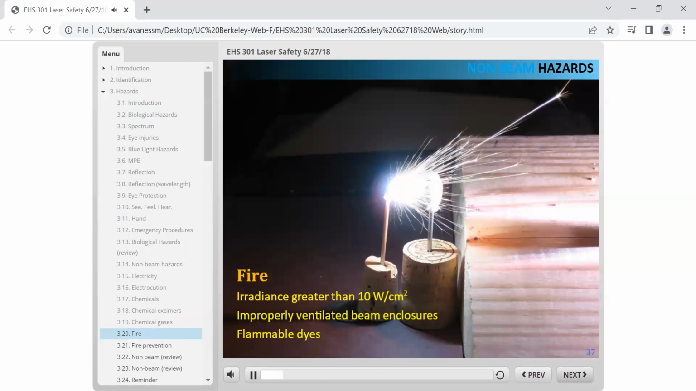Class 4 visible and infrared beams can ignite certain substances. Lasers with irradiance greater than 10 watts per centimeter squared have the potential to catch on fire. In addition, fire hazards are present when there are improperly ventilated beam enclosures and flammable dyes in use.